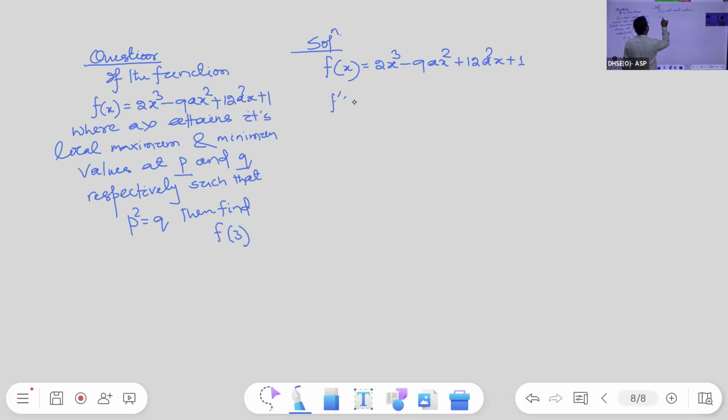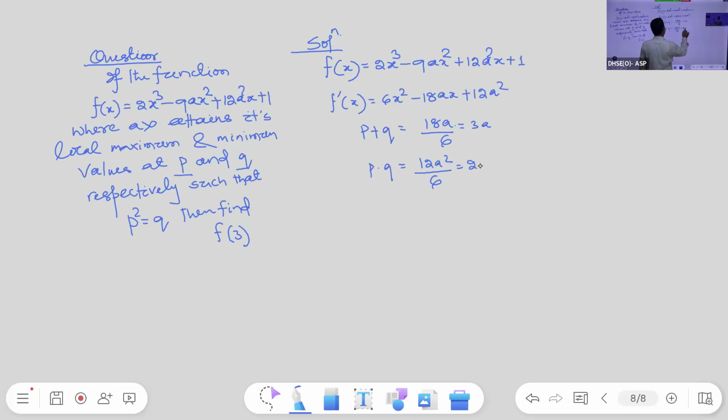So the first order derivative f dash x is equal to 6x square minus 18ax plus 12a square. P and Q are roots of this equation. So the sum of the roots P plus Q equals 18a upon 6, that is 3a. P into Q is equal to 12a square upon 6, that is 2a square.